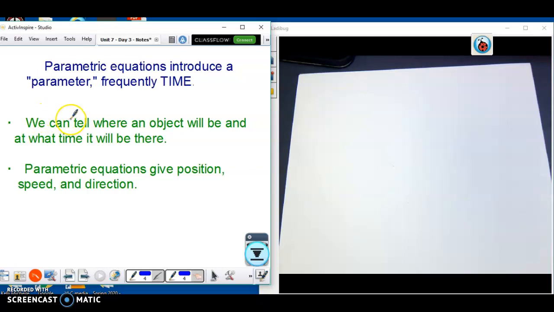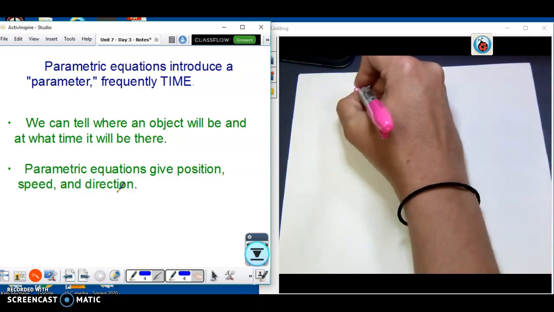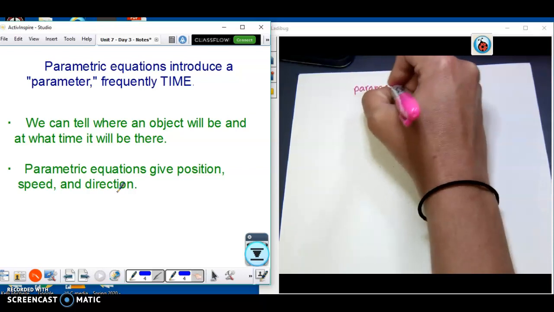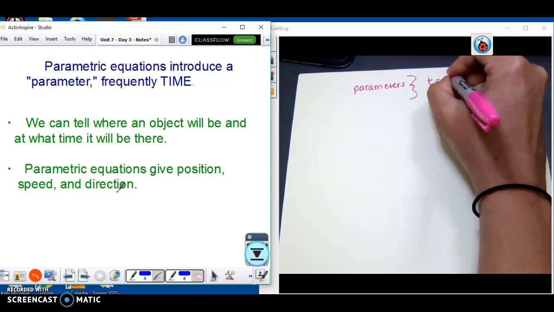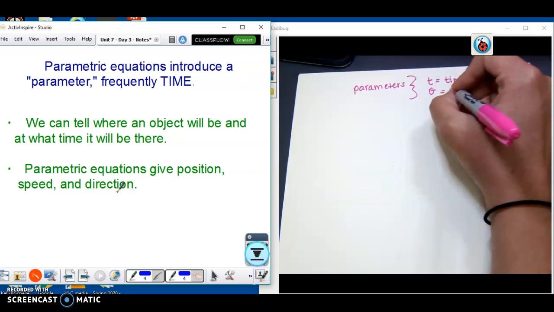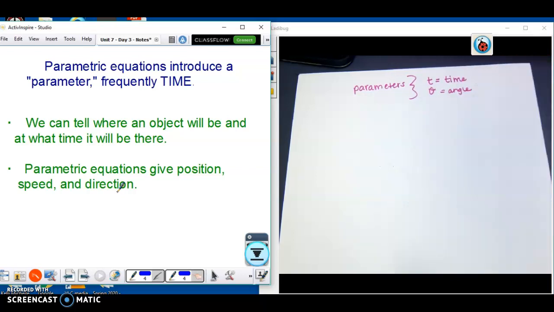This will help us tell where an object will be and at what time it will be there. Parametric equations give position, speed, and direction. So once again, if you take physics, or if you're taking physics in the future, you should be talking about parametric equations eventually. The parameters we're going to see, and they could be other ones, are t, which normally represents time, or sometimes theta, which represents an angle. So those are going to be the parameters.